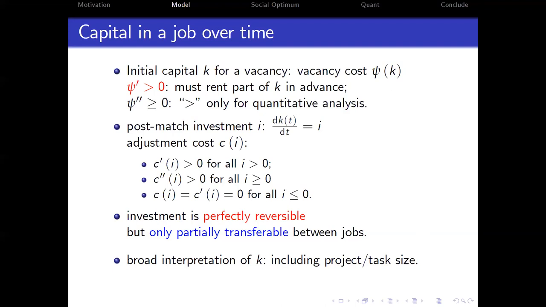Now for the quantitative part, I also would need the calibration part, I will also have convexity. So these two assumptions play different roles. The first one is really the one that's making the initial capital stock below the final one. The second one is going to be important quantitatively for whether the initial matching is going to be NAM, but it's not the one that's driving the initial capital stock to be lower than the final one.